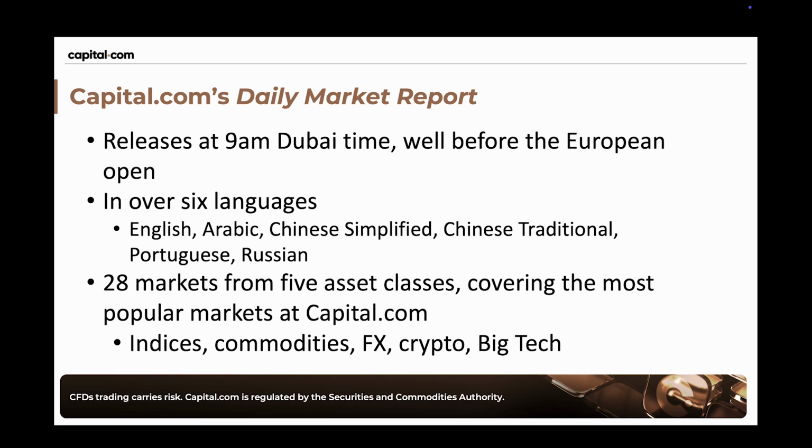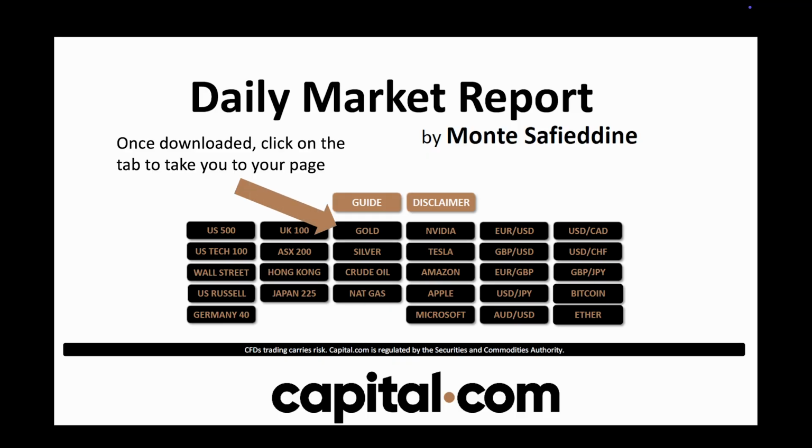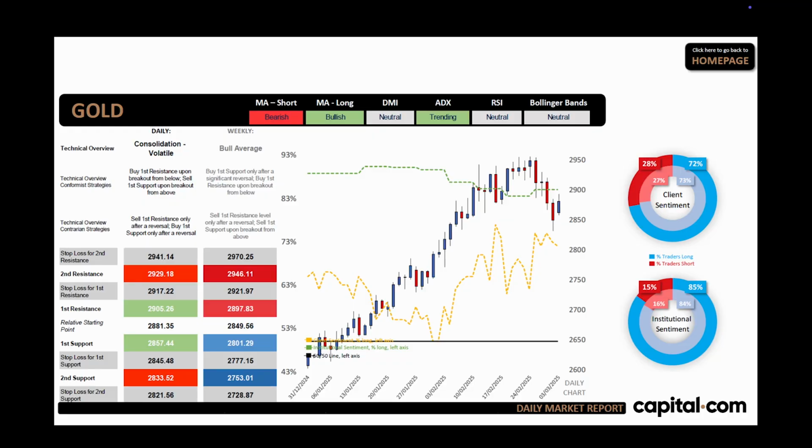What does it look like? Well, there you have it. That's the front page. Once you've downloaded it, if you just click on the tab, it'll take you directly to your page, so you don't have to scroll through 30 different pages. This is an example for gold today. And if you want to go back to the home page, you don't have to scroll all the way back up. You just click in the top right corner. So that's out of the way. Let's go ahead and get started.